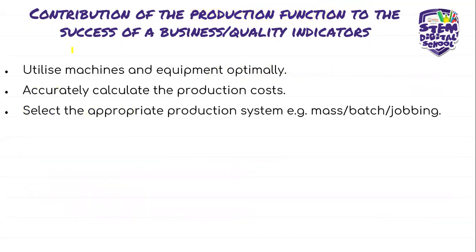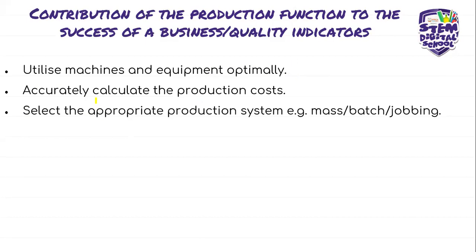We're still looking at your production functions. So these are more indicators. You must utilize machines and equipment optimally because you don't want to use your machines and equipment now and then. You can use them now and then, but you must utilize them optimally, which means taking good care, taking your machines to maintenance.